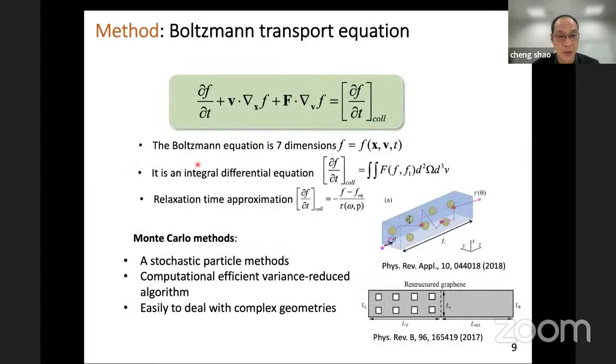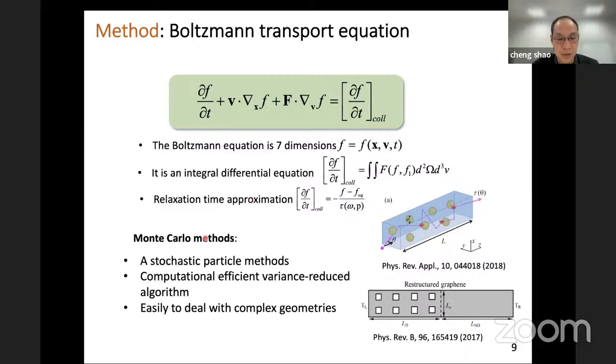Compared to the molecular dynamic simulation, another commonly used approach is to solve the Boltzmann transport equation. In this picture, we treat each phonon as a particle, and the governing equation is the Boltzmann transport equation. However, the difficulty in this approach is that the Boltzmann transport equation is a high dimensional equation and is an integral differential equation. So it's by nature difficult to solve. Even though we have the relaxation time approximation to simplify the process a bit, it's still a little bit difficult.